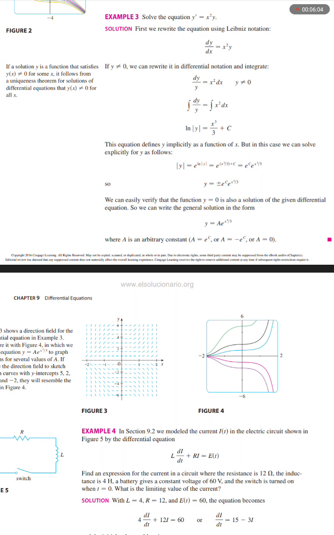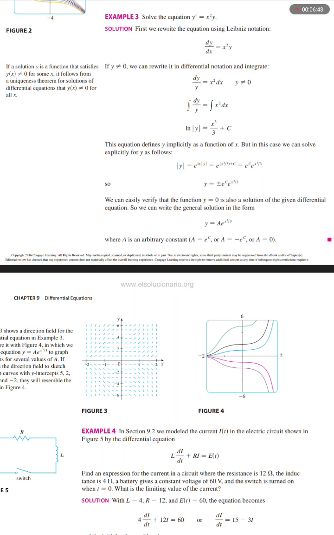Sidebar. If a solution y is a function that satisfies y of x not equal to 0 for some x, it follows from a uniqueness theorem for solutions of differential equations that y of x does not equal 0 for all x. Returning to the text. This equation defines y implicitly as a function of x, but in this case we can solve it explicitly for y as follows.